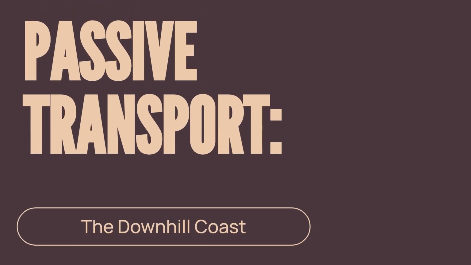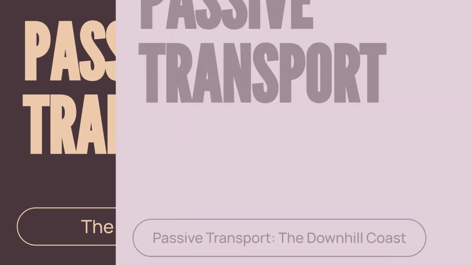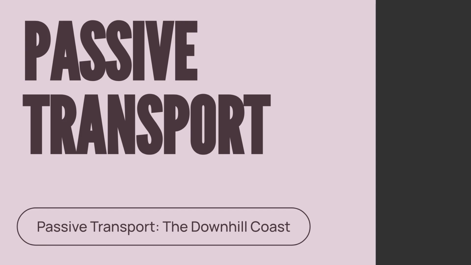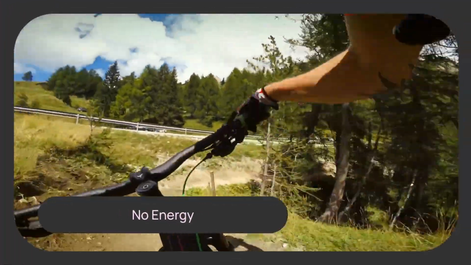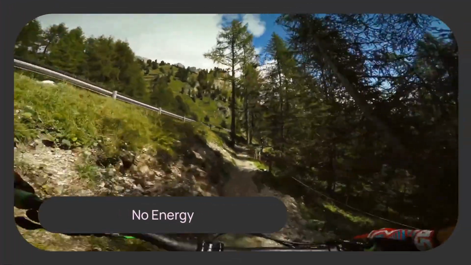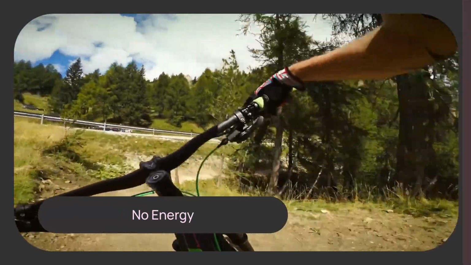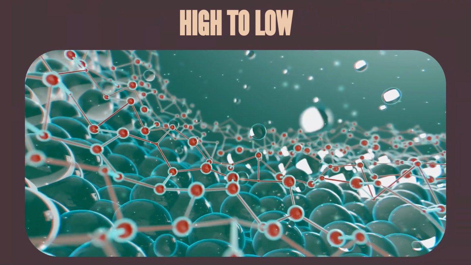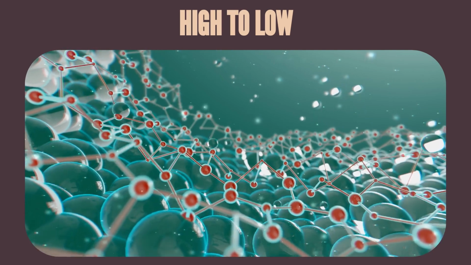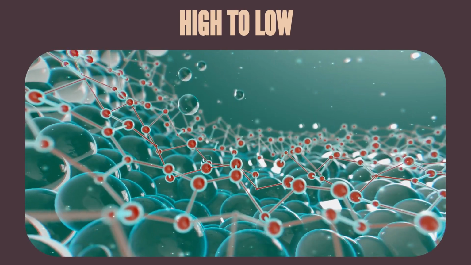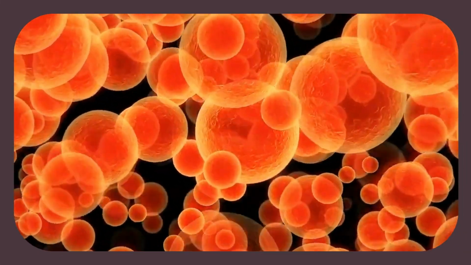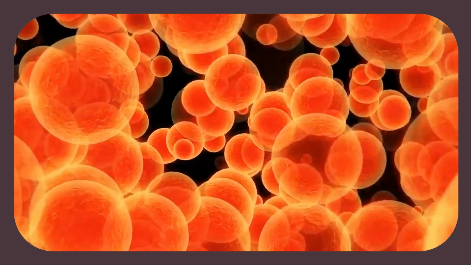Now we will take an in-depth look at passive transport, the cell's way of moving molecules without expending energy. Our first category of movement across the cell membrane is passive transport. You can think of passive transport like riding a bicycle down a hill. You don't have to pedal because you are simply coasting downwards. In cellular terms, molecules move down their concentration gradient, flowing naturally from an area of high concentration to an area of low concentration until equilibrium is reached. Because this process goes with the natural flow, the cell does not need to expend any ATP energy.